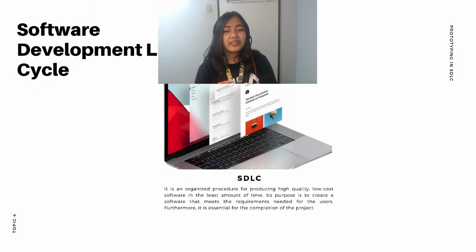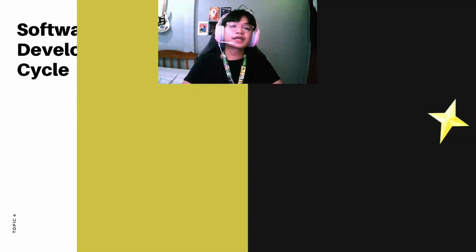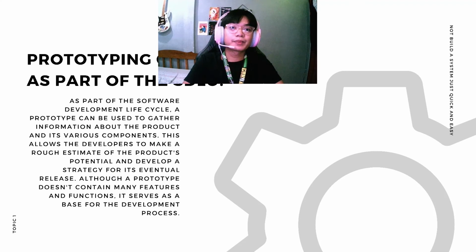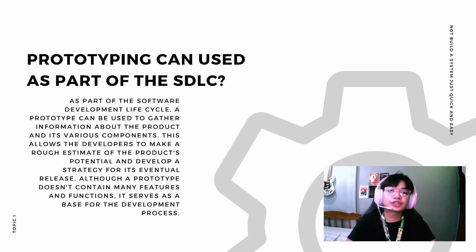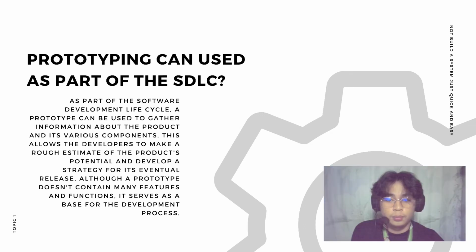So how might prototyping be used as part of SDLC? Prototyping can be used as a part of the software development life cycle, as this allows the developers to make their preliminary stage and plan the contents of their product. Moreover, this builds up the general structure of software before distributing it to the market. Although a prototype consists of fewer functions and features, this still serves as the base before undergoing processes.